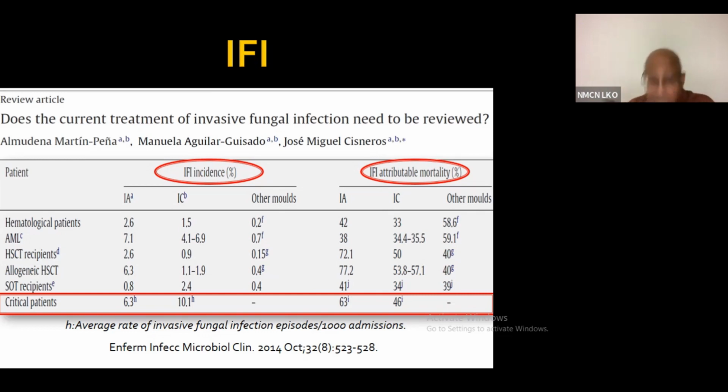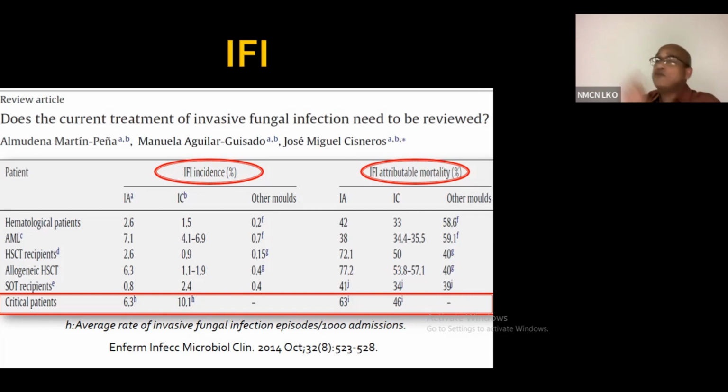You look at the last line, this is meant only for critical care patients. Any critical care patient means either sepsis, septic shock, multi-organ failure, a lot of lines, a lot of infusions, and a hell of a lot of things happening, indwelling catheters, dialysis catheters. So these are all critical care patients. The incidence of aspergillosis is 6.3 per 1,000. I'm sorry, this is a 2014 slide, but I could not get a better one, so I'm still running it. So it is 6.3 for invasive aspergillosis incidence per 1,000 admissions.